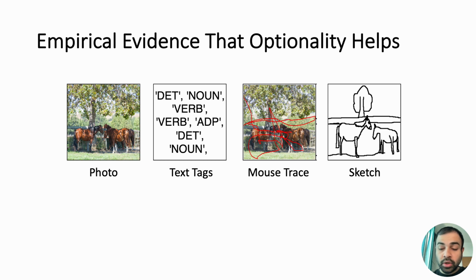Okay, so previous study was on using sketch or text for image retrieval. In this slide, we want to highlight the salient regions of the photo in the left. To express which regions are salient, you have three options. Use text tags that are sequence of tags such as det, noun, verb, etc. The second option is to simply draw a mouse trace on the photo as shown by the red scribble over the image in third column. And then there is sketch. The sketch clearly depicts the key elements, two horses and a tree behind them.